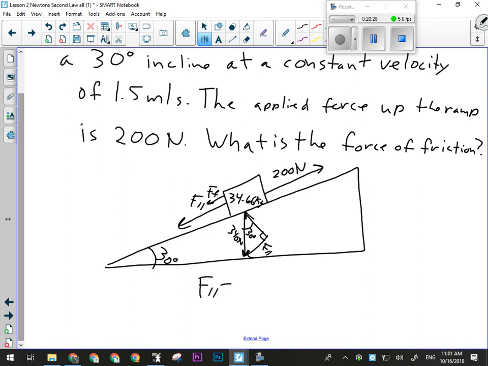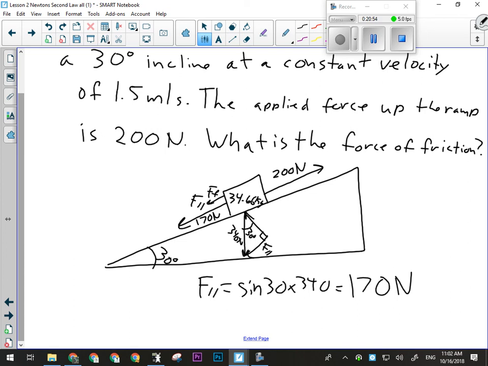Okay, F parallel is the opposite side. So I'll go sine of 30 times 340, which will be 170 newtons. So I know that F parallel is 170 newtons. I know there's 200 newtons of force up the ramp. All right, so I'm missing friction, and that's what the question wants me to calculate.